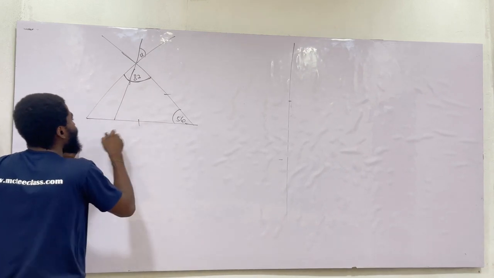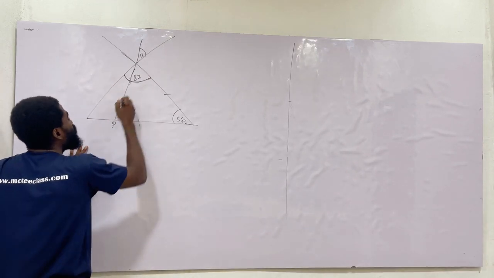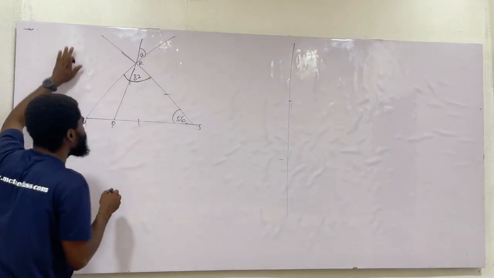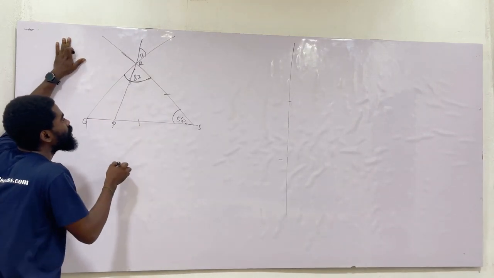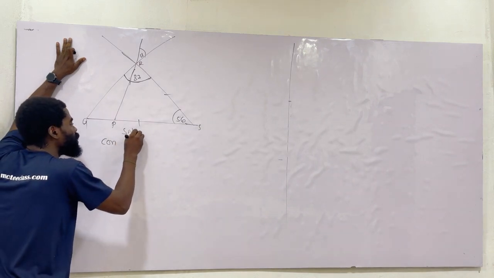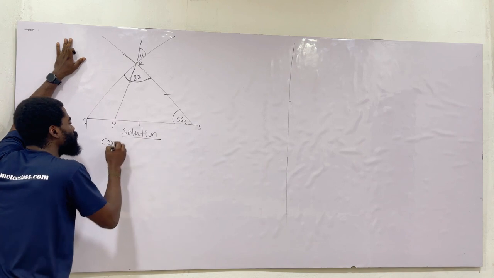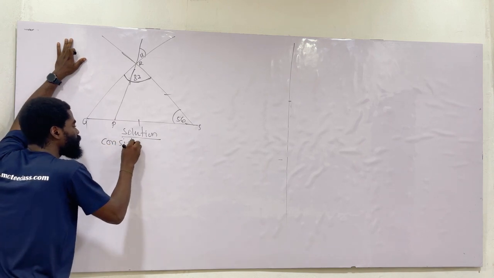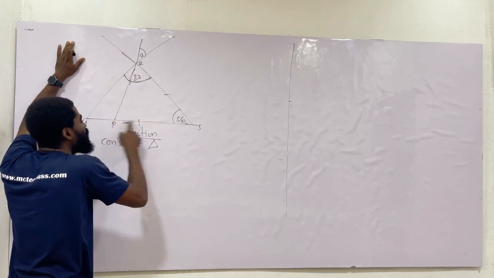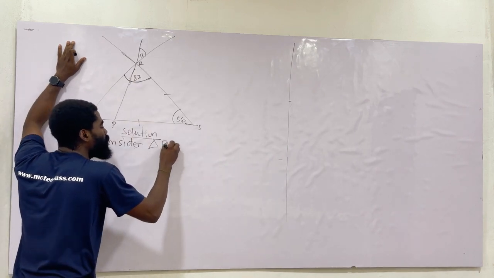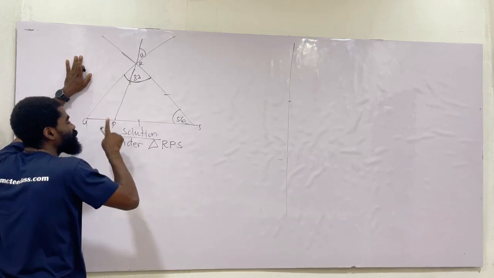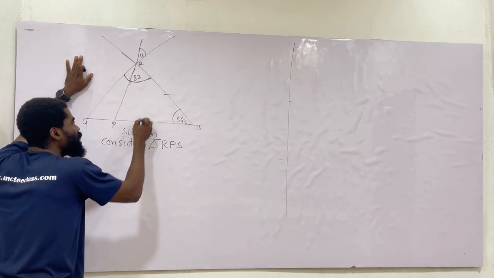Good. That means let me try to name this, so let me put P here, R here, S here. It makes the work easy. Now, for my solution, when I consider triangle RPS, from this triangle, what can I say? I can say that the triangle is isosceles. How is it isosceles? There's a stroke here and there's a stroke here.